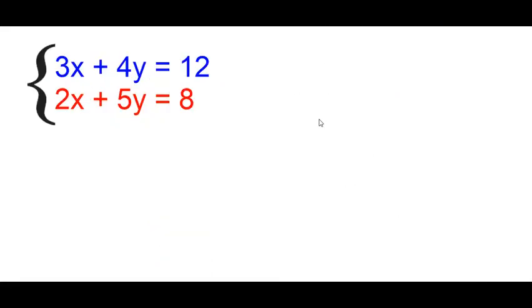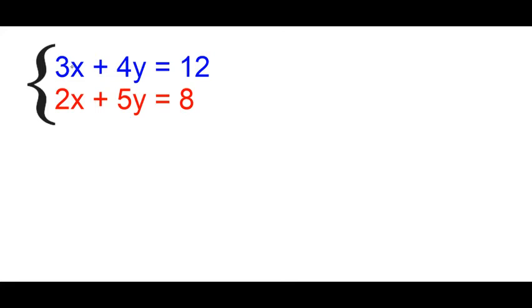So let's take a look at a more complicated example. So here I have 3x plus 4y equals 12, and 2x plus 5y equals 8. Now again, both of these are in standard form, so that tells me right off the bat that I'm going to use elimination. Now the first step is choosing a variable to eliminate. Now in all the examples I've shown you so far, it's been pretty easy to see which one I'm going to eliminate. But here, it's a little bit tougher.